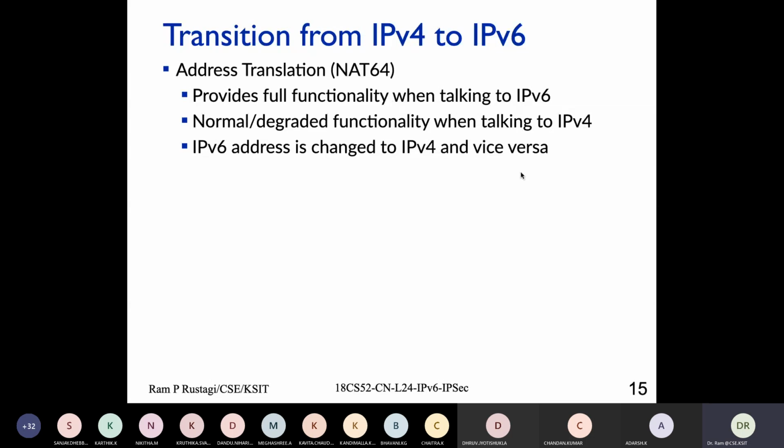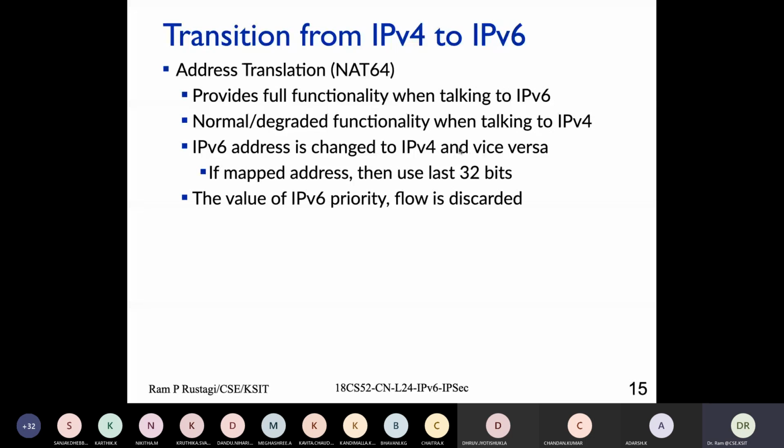That means we need some gateway in between which will convert the IPv6 header to an IPv4 header and vice versa. And that device that converts an IPv6 packet to IPv4 and vice versa is called a NAT64 device. That means network address translation from IPv6 to IPv4. And that's the way it works. But since the two header formats are different, like there is no priority or flow label in IPv4, when we translate, we lose that information.